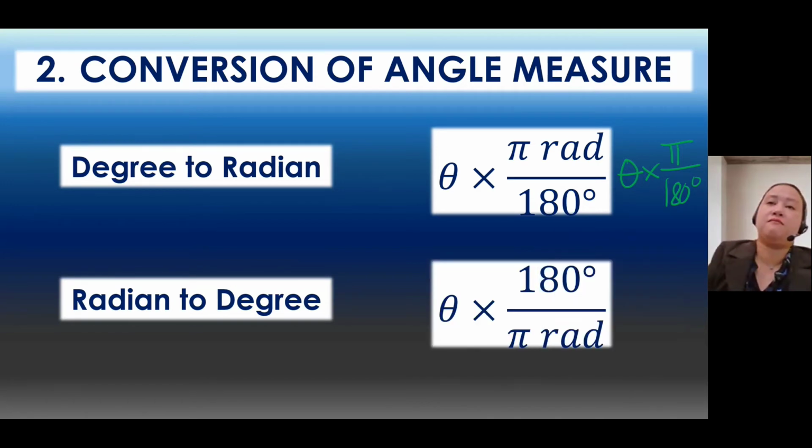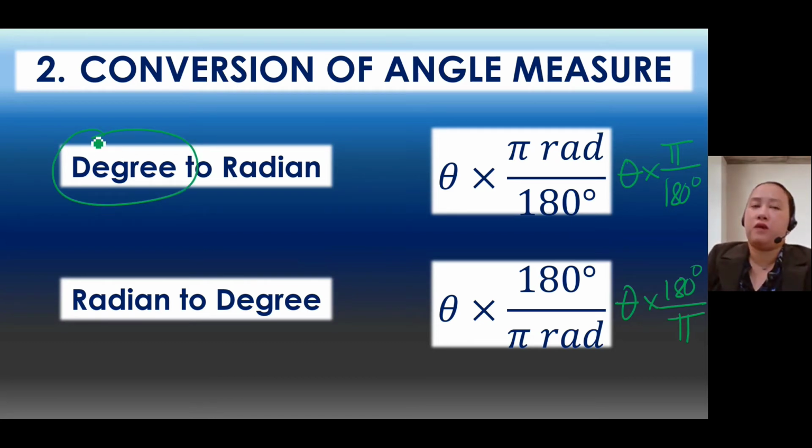So the given angle times 180 degrees over pi. Or that is, with the rad, pi times 180 degrees over pi. You would notice that if the given angle is in degrees, you're going to multiply it by a fraction in which the denominator has degrees. Of course, you can cancel the unit.